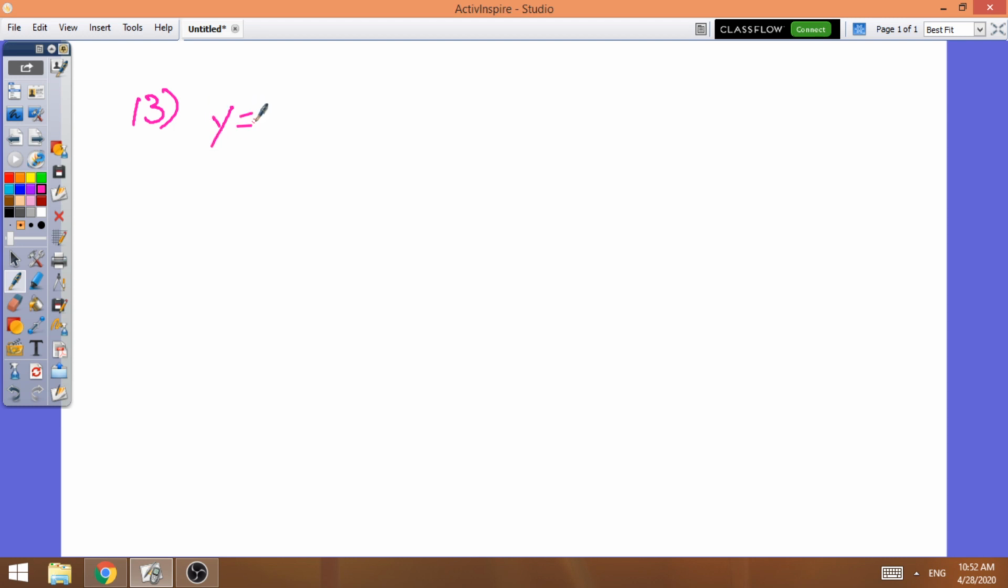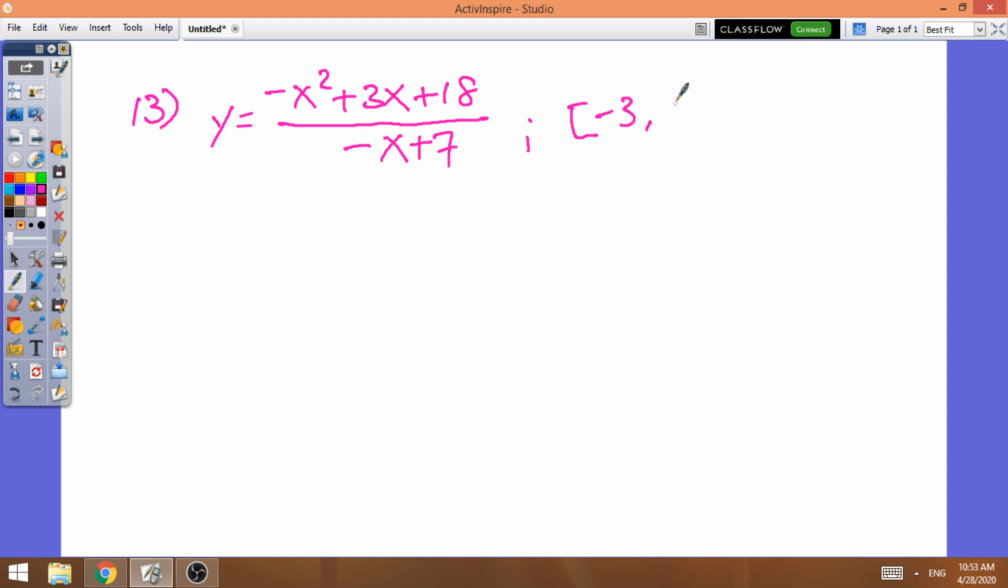So y equals negative x squared plus 3x plus 18, all over negative x plus 7, and the given interval is from negative 3 to 6, so from negative 3 to 6.